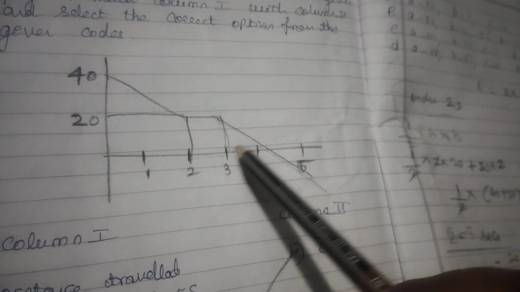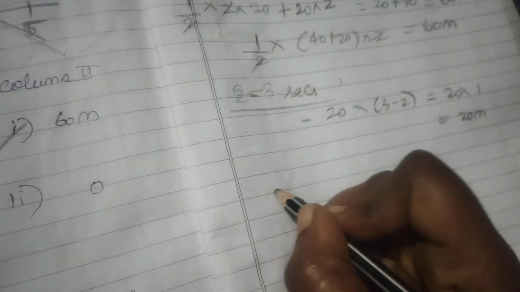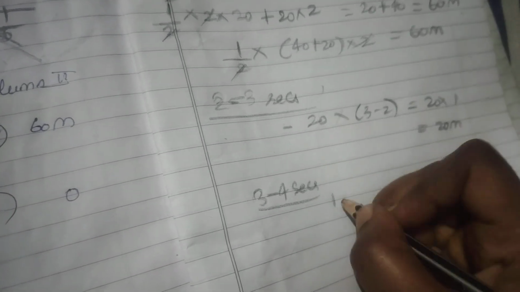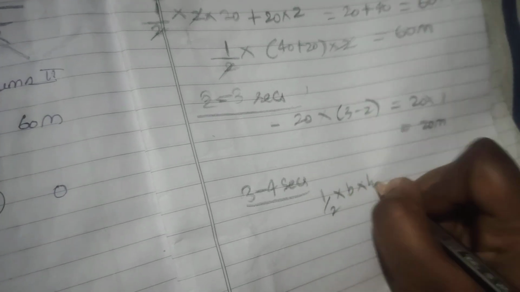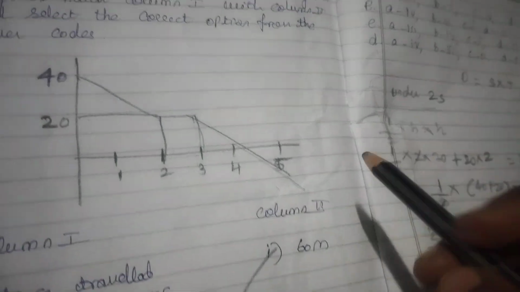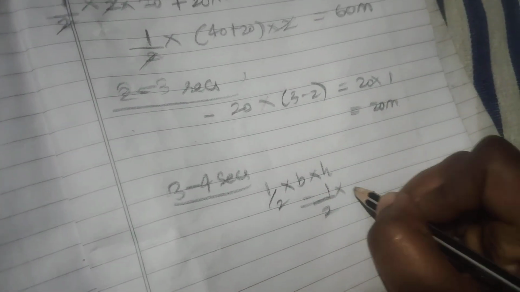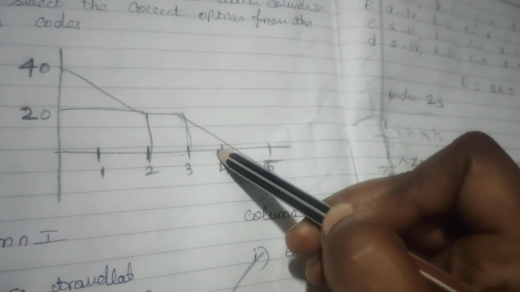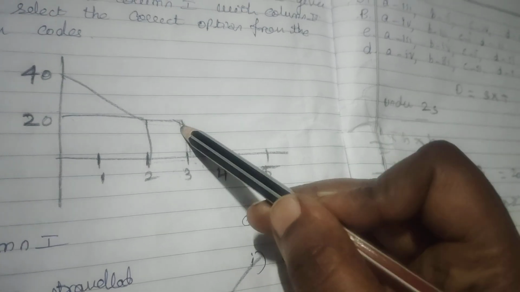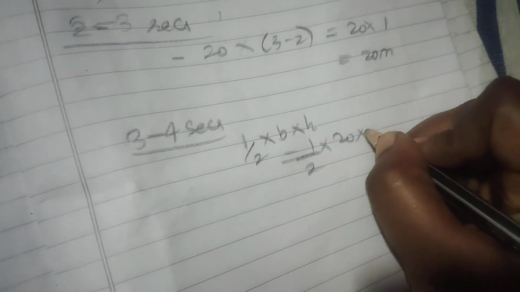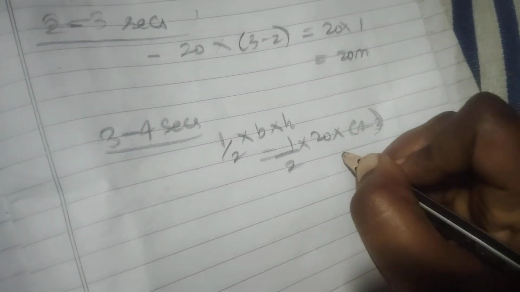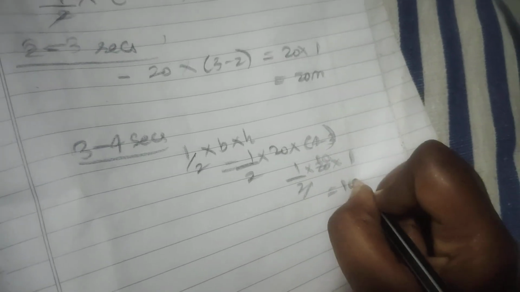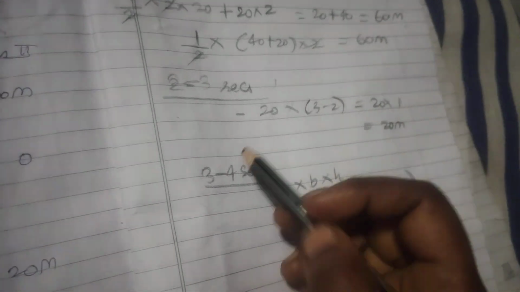So 3 to 4 seconds is a triangle. So for 3 to 4 seconds, area of triangle is equal to half into base into height. So what is base? 4 minus 3, 1. So what is height? 20. So half into 20 into 1, that is 10 meter. This is for 3 to 4 seconds.